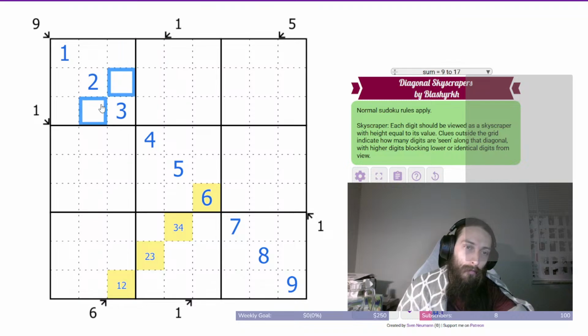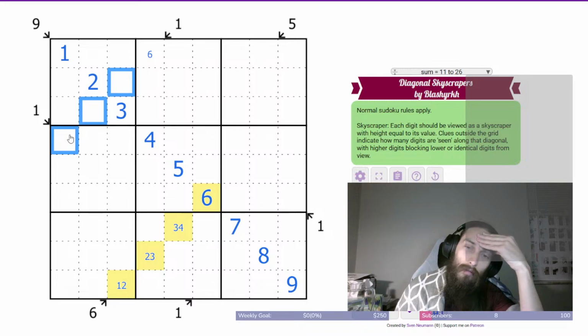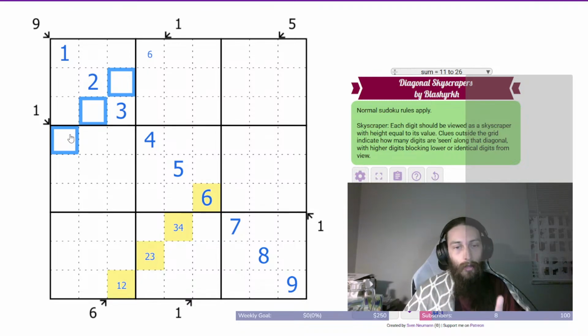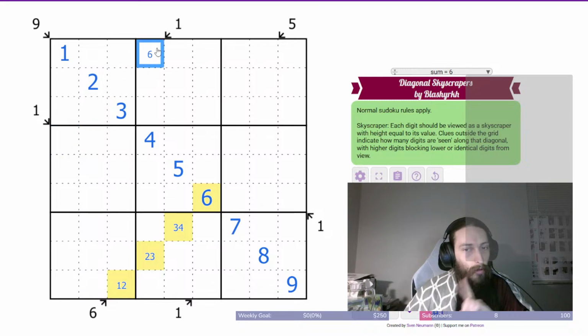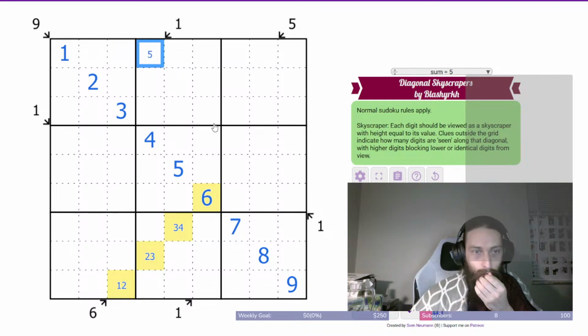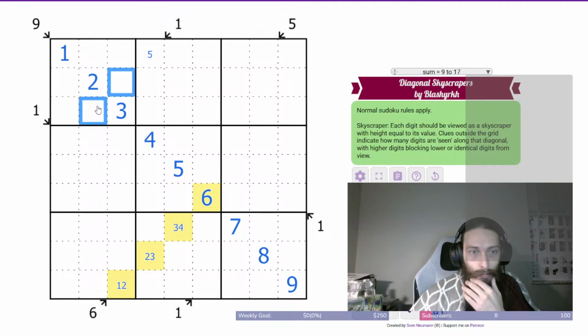With these being a minimum of 4, 5, this ends up being a minimum of 6, because it must be strictly greater than everything else, yeah. Well, actually, it doesn't have to be strictly greater than, because it's the only one that's seen. Identical digits are blocked from view. This could be a 5. And you see 4 or 5 there. Yeah.